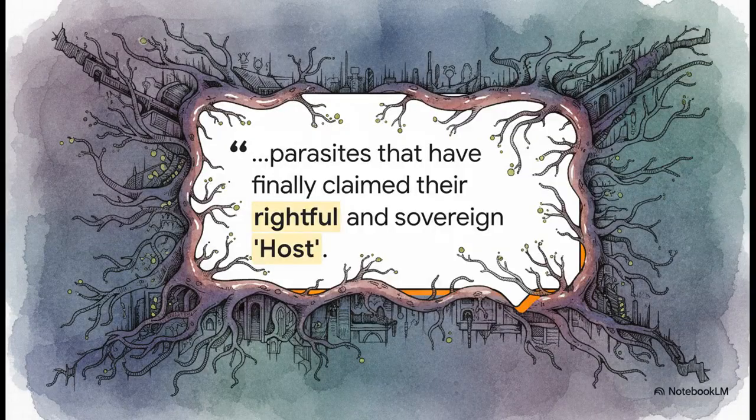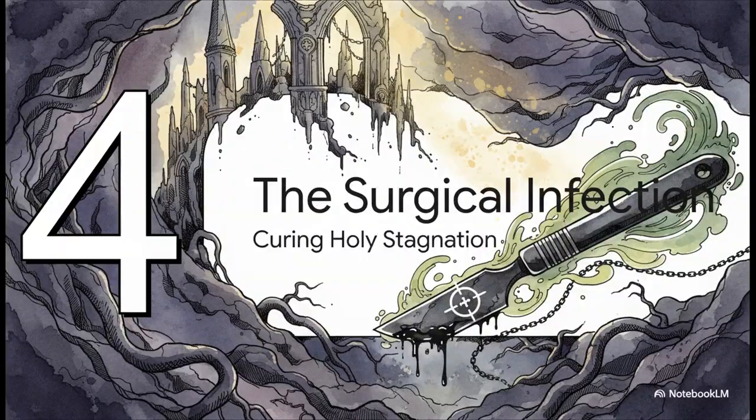Now, pay close attention here, because the narrator's perspective completely flips. They're not visitors anymore. They see themselves as parasites who have finally found their rightful home, their host. They're no longer just watching the abyss. They've become a part of it. And that transformation is exactly what our fourth section is all about, the surgical infection. The narrators have taken on a brand new role. They see themselves as a necessary disease, a kind of surgical infection that's been designed to cure the world above of what it calls holy stagnation.